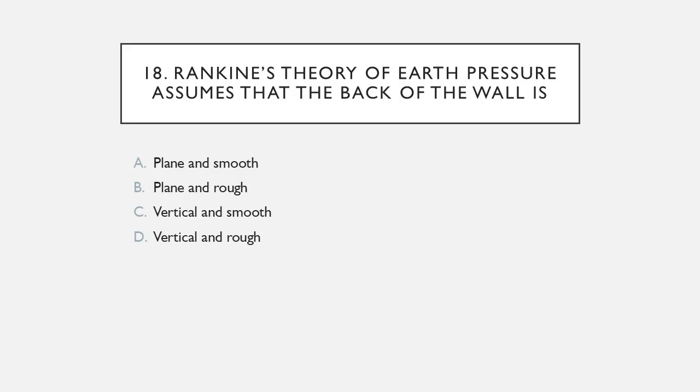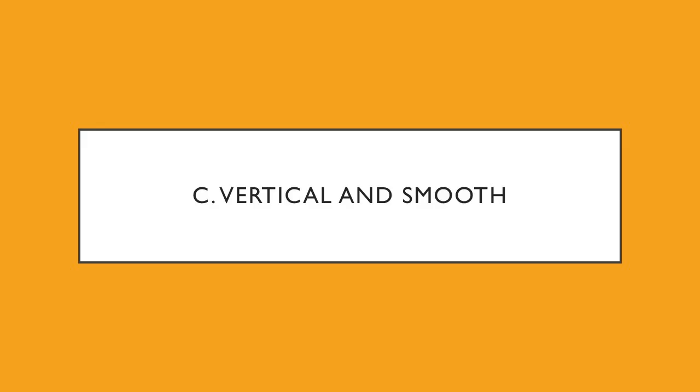18. Rankine's theory of earth pressure assumes that the back of the wall is: A. Plane and smooth. B. Plane and rough. C. Vertical and smooth. D. Vertical and rough. C. Vertical and smooth.